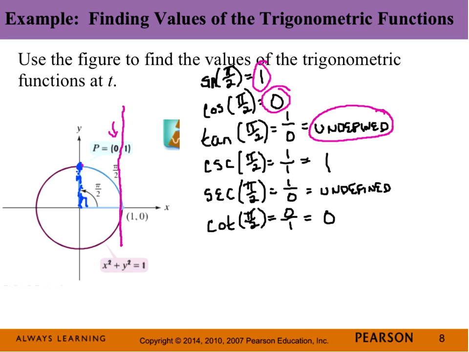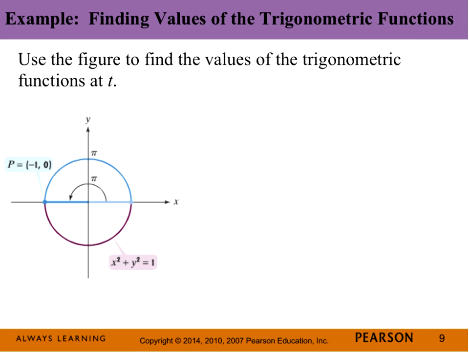So it's undefined. And computationally speaking, it's undefined because you can't divide by 0. But we can see what's going on there visually speaking or graphically speaking. So the cosecant is 1, the secant is also undefined, and the cotangent is 0. And if nobody raises their hand, I'll go ahead and move forward.